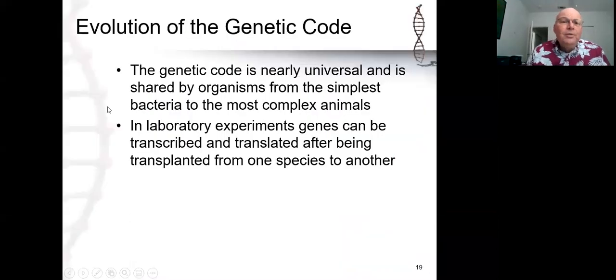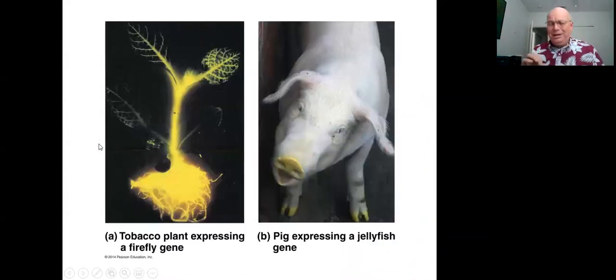We also know that the code is universal. There are a couple of minor exceptions, but in a general sense, the genetic code is universal, which means when you transfer a gene from one organism to another, create a transgenic organism through genetic engineering, the organism in which you insert the foreign gene recognizes that gene and goes ahead and makes the appropriate protein because the code is universal.